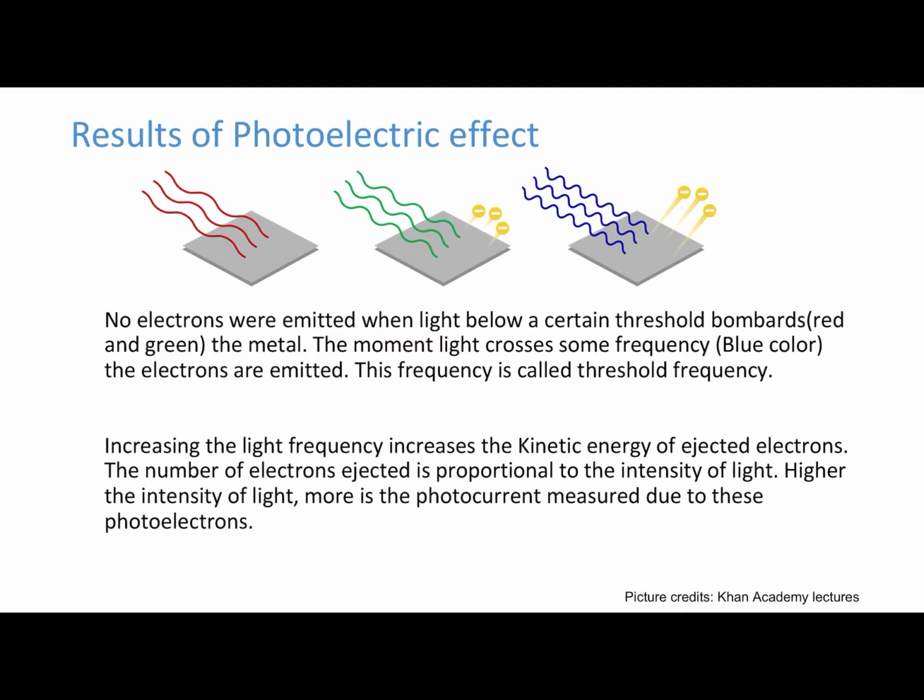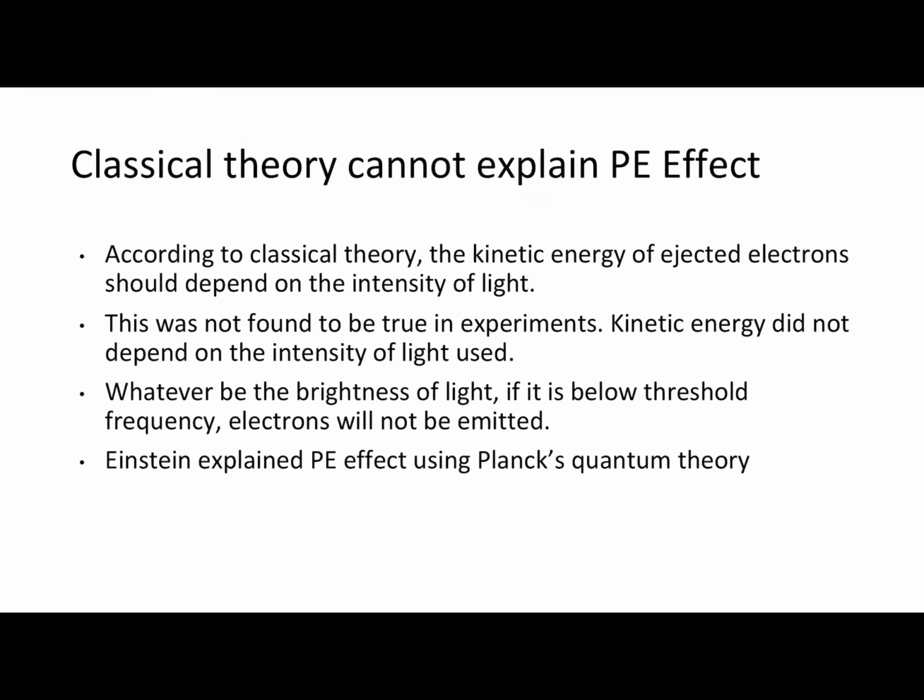All the above results could not be explained on the basis of the laws of classical theory. According to classical theory, the kinetic energy of ejected electrons should depend on the intensity of light. This was not found to be true in experiments. Kinetic energy did not depend on the intensity of light used, whatever be the brightness of light. If it is below the threshold frequency, electrons will not be emitted.